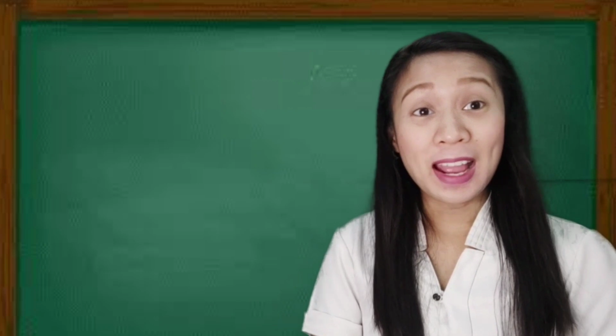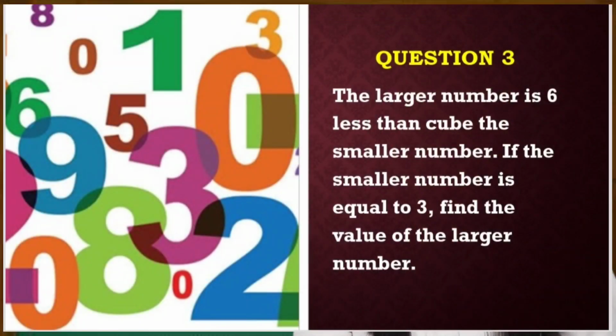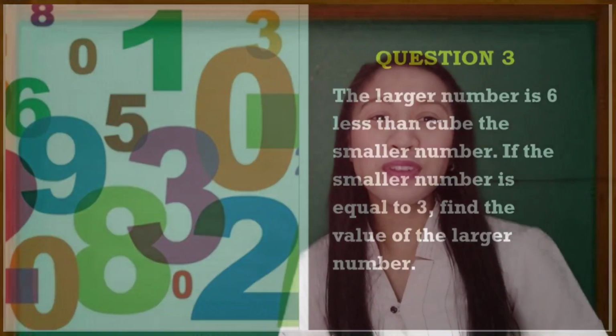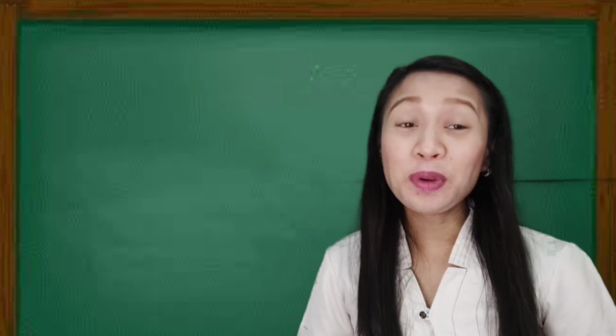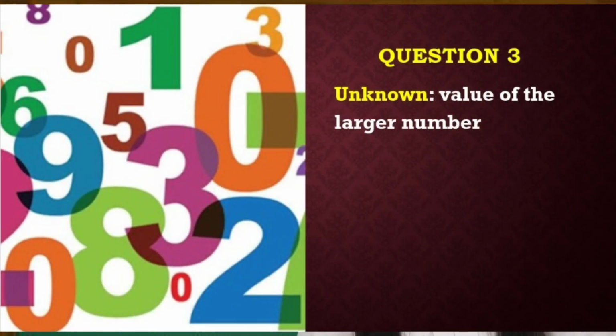Okay, for our third and last example, here it is. The larger number is 6 less than the cube of the smaller number. If the smaller number is equal to 3, find the value of the larger number. Again, we have to follow the steps in solving problems involving algebraic expressions. Number 1, we have already read the problem. Our unknown would be the value of the larger number.